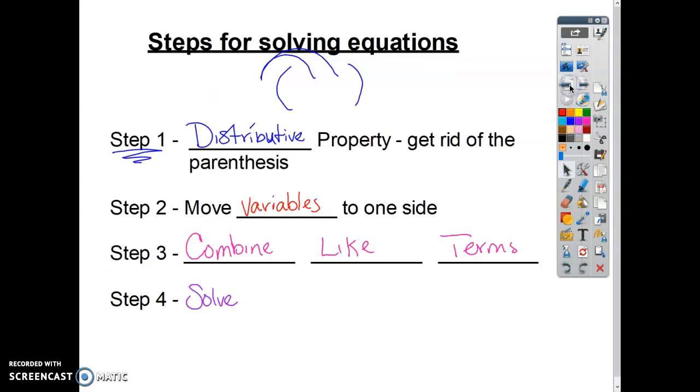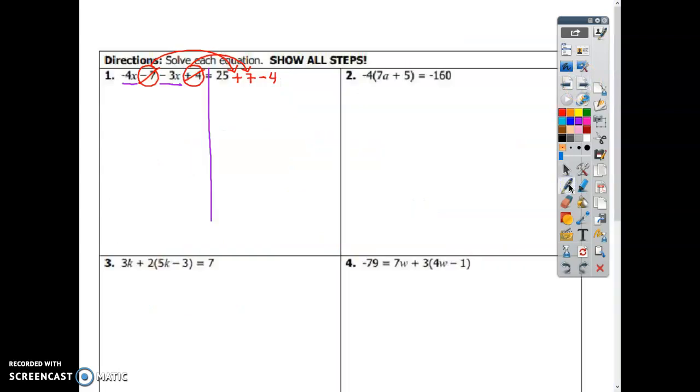Step number 3 is combine like terms. So I'm going to combine the minus 4x and the minus 3x. So minus 4x minus 3x. And on the other side, I'm going to combine 25 plus 7 minus 4.